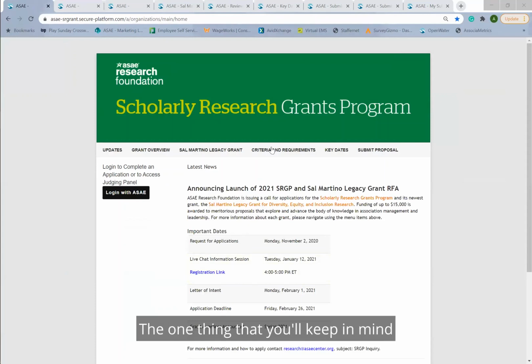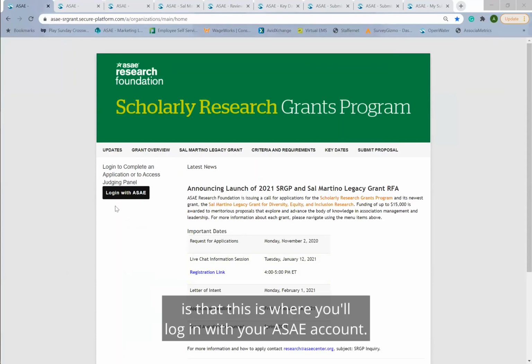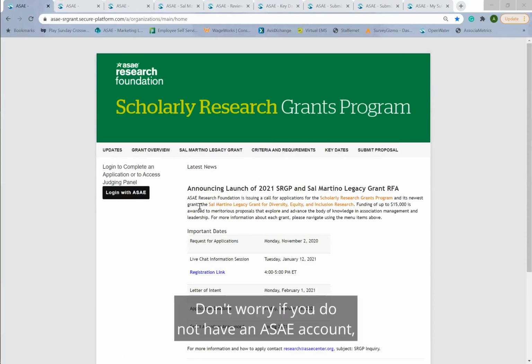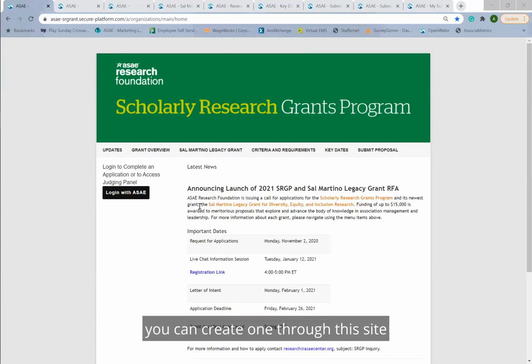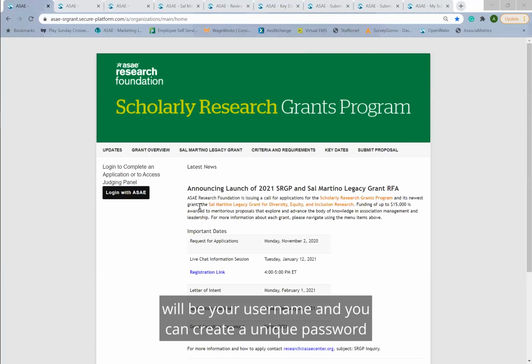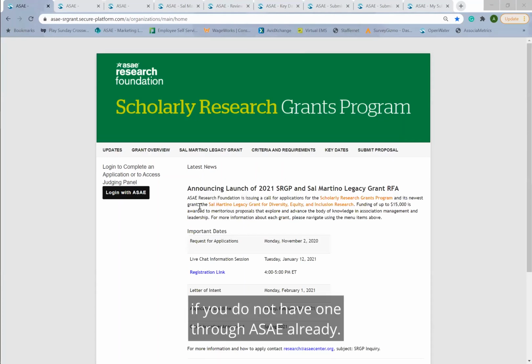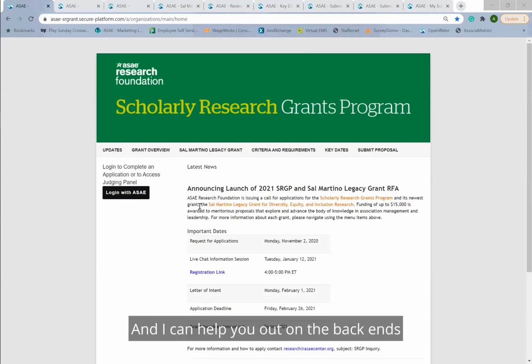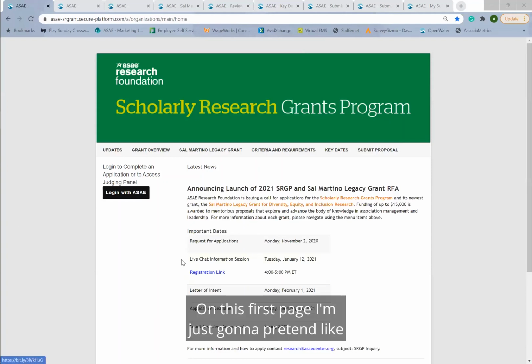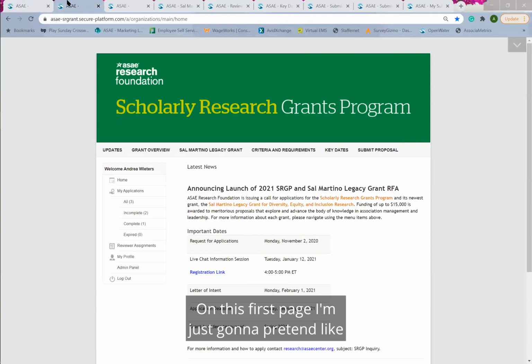Just your basic site. The one thing to keep in mind is that this is where you'll log in with your ASAE account. Don't worry if you do not have an ASAE account, you can create one through this site. Your email address will be your username, and you can create a unique password if you do not have one through ASAE already. And I can help you out on the back end if things get a little jumbled. On this first page, I'm just going to pretend like we already logged in, and so this will be what it looks like for you.